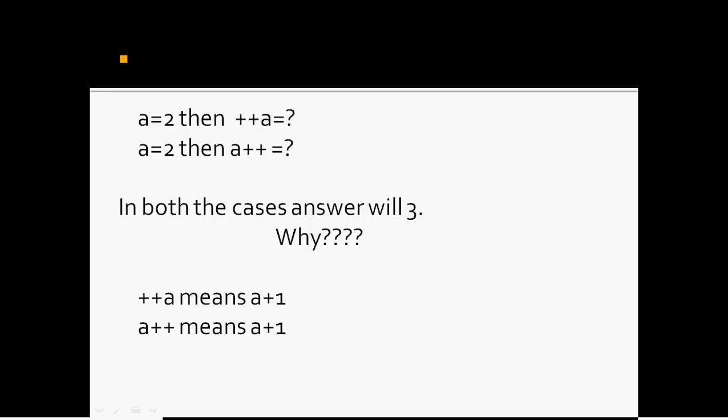So if a is equal to 2, then what is plus plus a? And if a is equal to 2, then what will be a plus plus? In both the cases, the result will be 3. Why? Because with pre-increment and post-increment, the value 1 will be added to that variable. So plus plus a means a plus 1, and a plus plus means a plus 1. In both cases the result will be the same: a is 2 plus 1, which is 3.